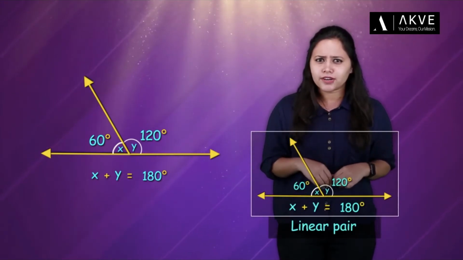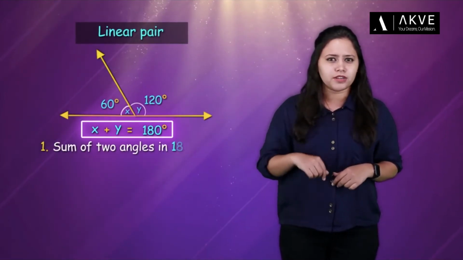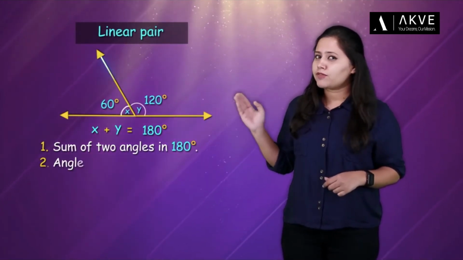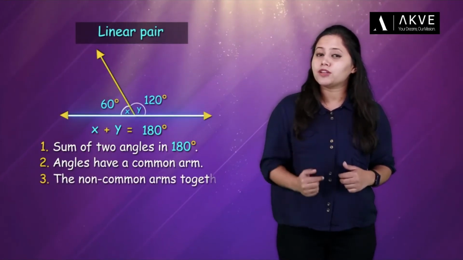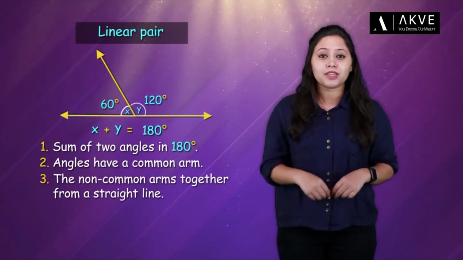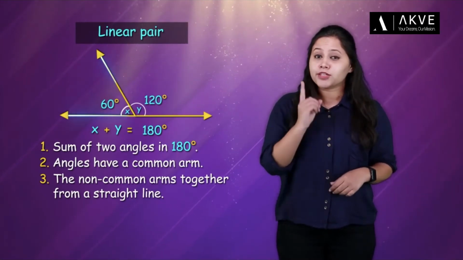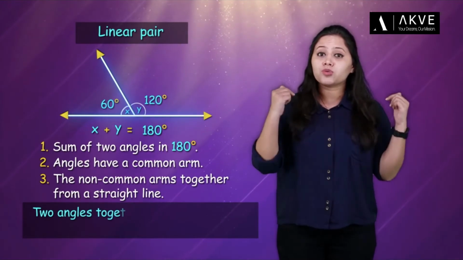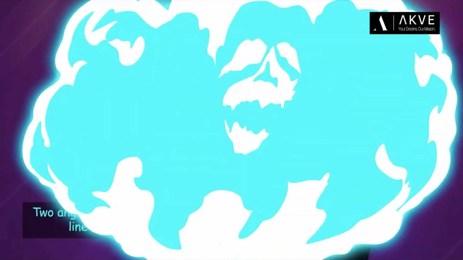So what are the characteristics of a linear pair? Their sum is 180 degrees. They have a common arm and the non-common arms together form a straight line, which is probably why they are called a linear pair. So remember, two angles together forming a straight line are a linear pair.